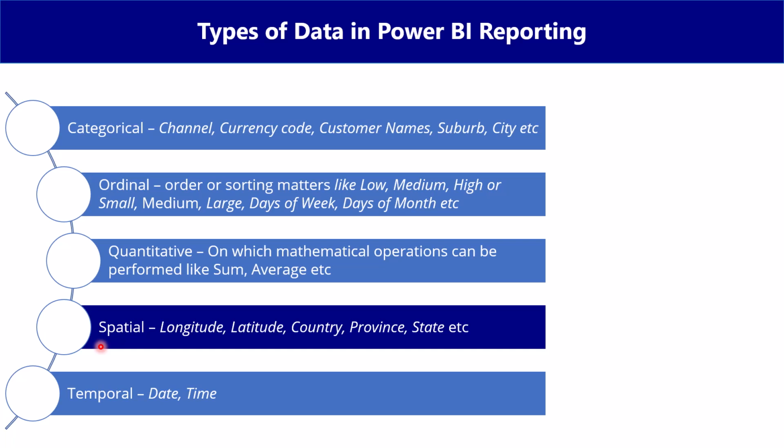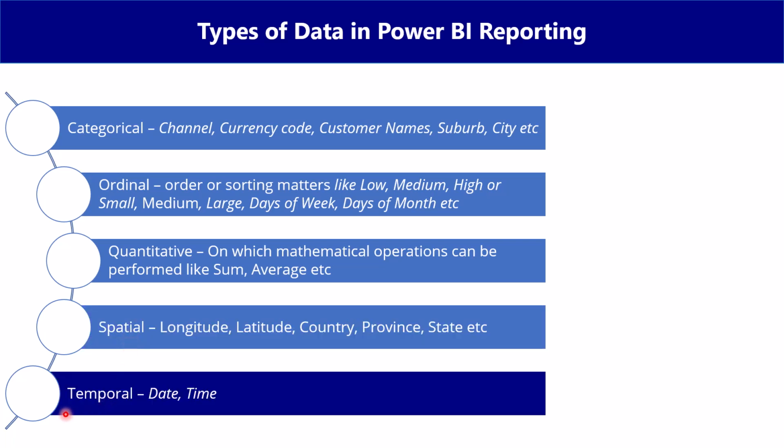Next, we have spatial. Spatial represents data that can be represented on a map. It could be the longitude and latitude, the two coordinates that represent every point on a map. It could be the name of the country, name of a province, state, city, etc. So anything that can be represented on a map belongs to the spatial data type. And lastly, we have the temporal. Anything that belongs to date or time, or even both date and time, belongs to the temporal data type.